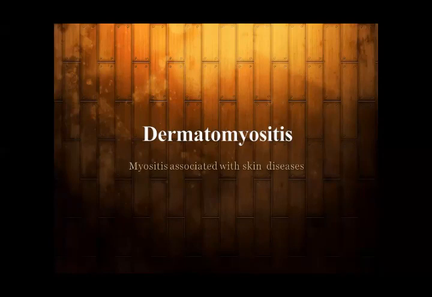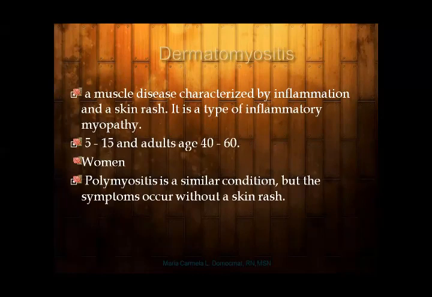Okay, so after polymyositis, we'll come to the second topic, which is a short topic, dermatomyositis, meaning skin myositis, that is, myositis associated with skin diseases. If we look at dermatomyositis, it is a disease of the muscle characterized by inflammation and skin rash. So myositis with dermatological manifestation is dermatomyositis, and usually it is again an inflammatory myopathy.